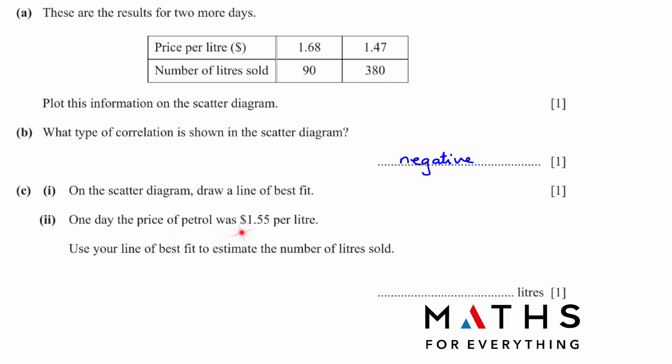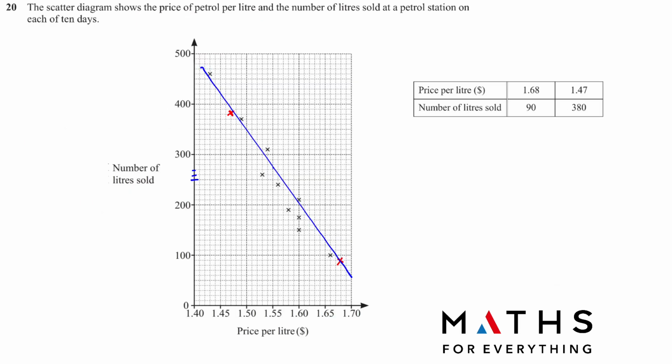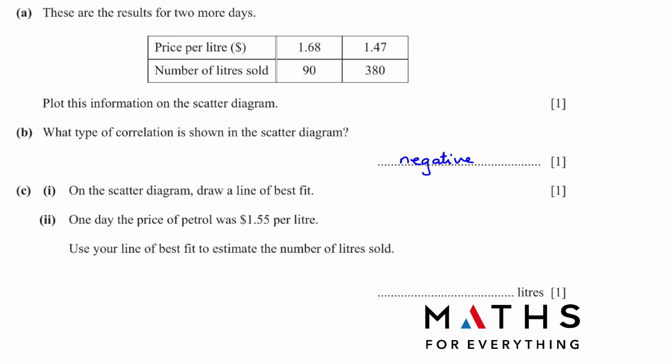One day the price of petrol was 1.55 per liter. Use your line of best fit to estimate the number of liters sold. 1.55 is here. Let's go up and see where it meets the line of best fit. It meets here. So this is 250, 260, 270, and a little above 270. So 275 liters is the answer.